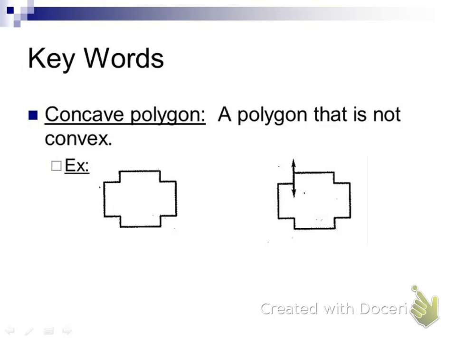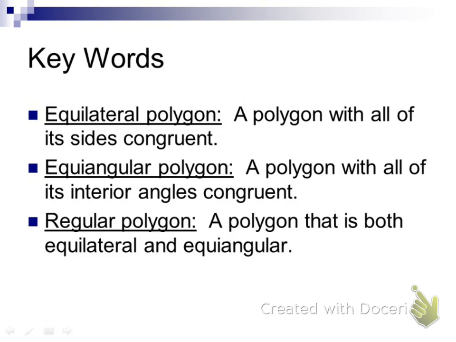Any questions on convex versus concave? So these definitions are pretty self-explanatory, very similar to when we talked about triangles. Equilateral just means that all the sides are congruent. So if all the sides are the same, we call it equilateral. Equiangular means all the angles are the same. And then if it's both, it's called a regular polygon. So if all the sides are the same and all the angles are the same, then you just say regular. Any questions on these definitions?